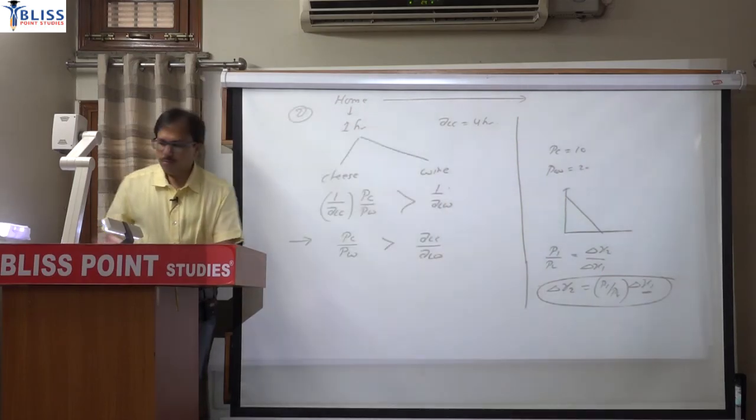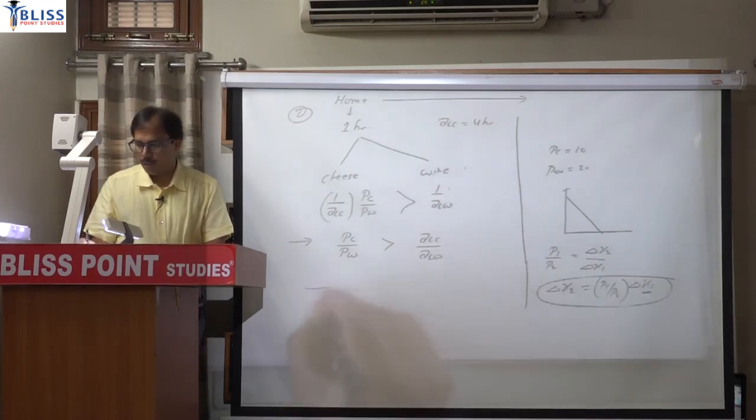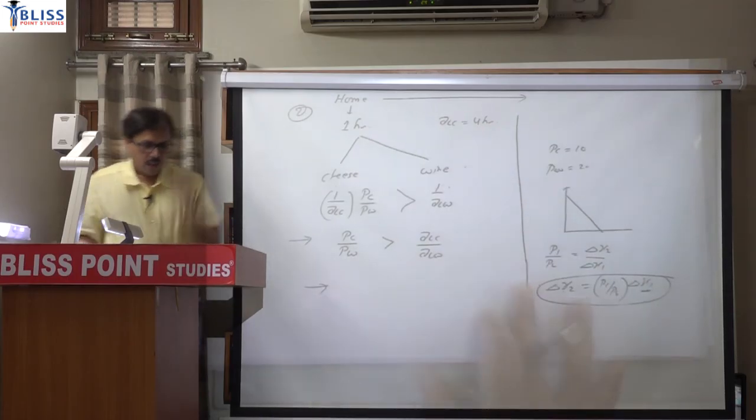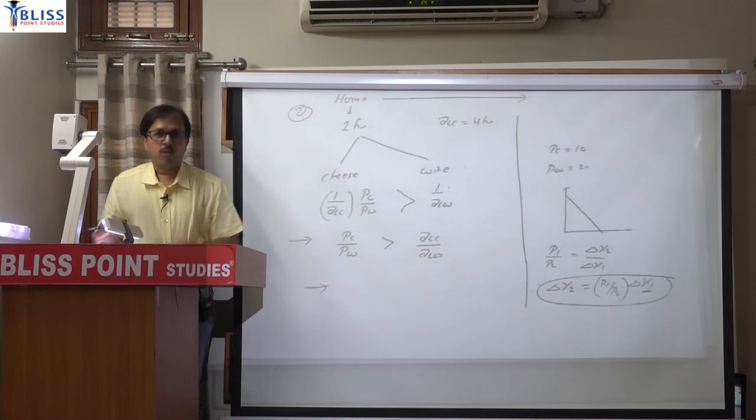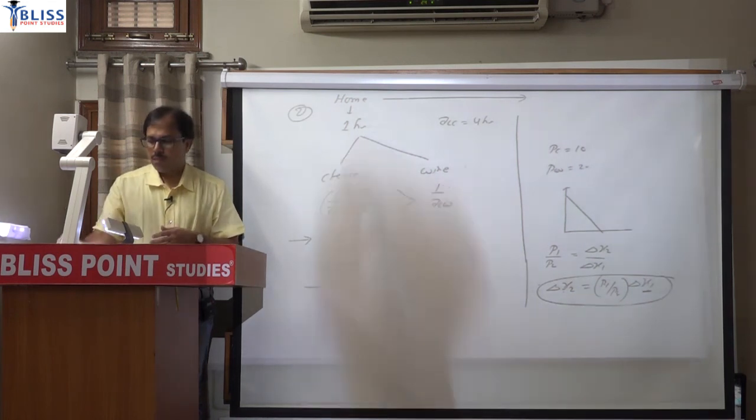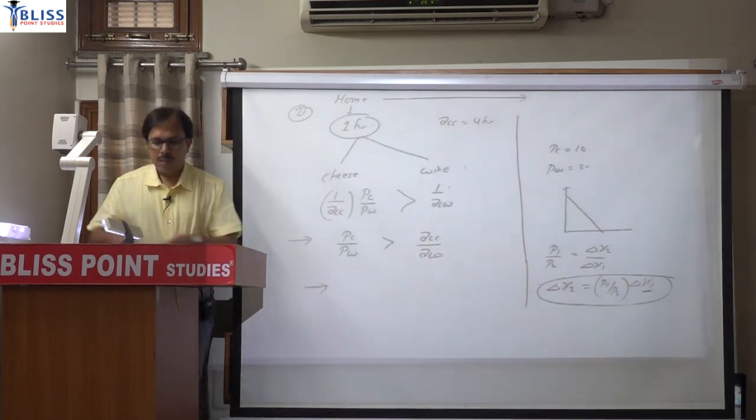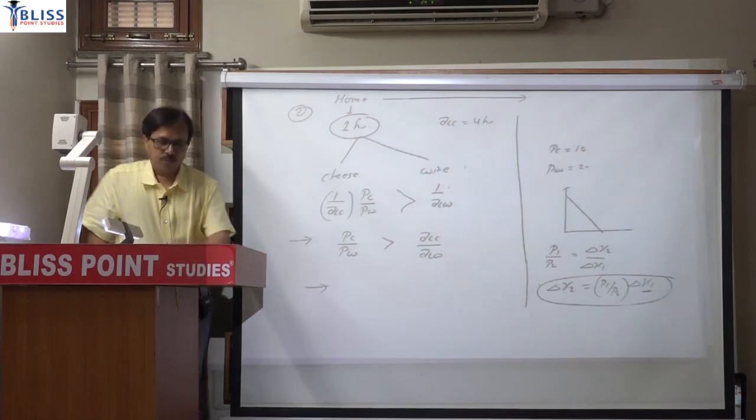Point number 2. Just copy this example and below that, write: labor has its opportunity cost. Labor is this 1 hour. Labor has its opportunity cost.